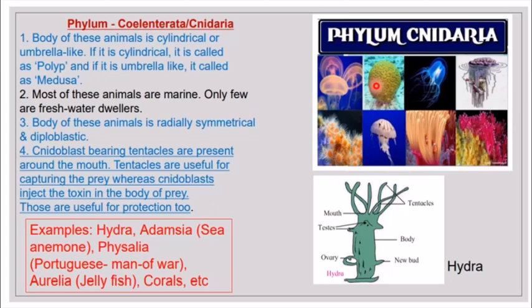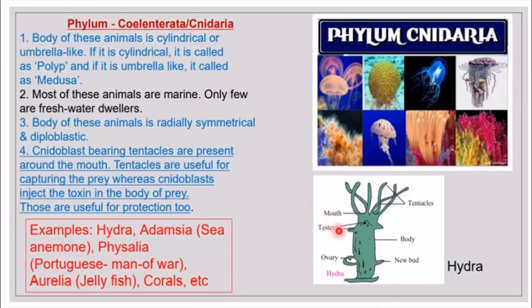Now why radial symmetry? Because you can see if you cut it into half, there are many different parts. It is not divided into two halves. That is why it is called radial symmetry. Now also they are diploblastic. That is, they are made up of two germ layers, that is endoderm and ectoderm. So that is why they are diploblastic.